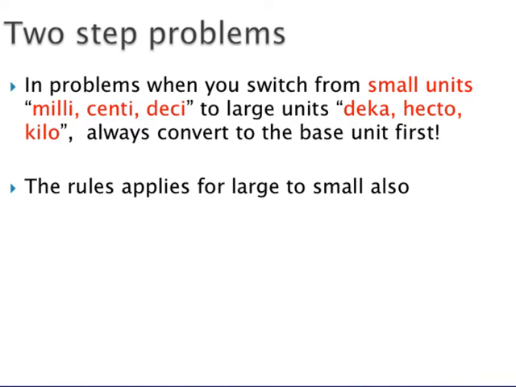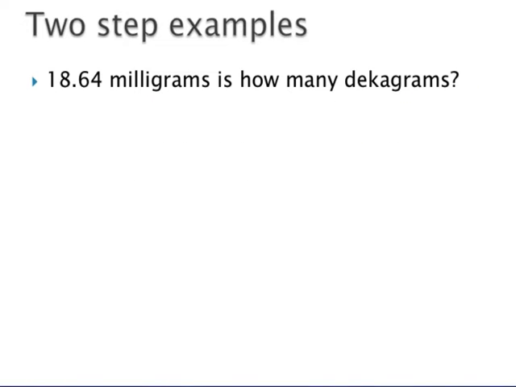Now, when these problems get to be two-step, if you're going from very small units, such as milli, centi, deci, to very large ones, such as deca, hecto, kilo, you always have to convert to the base unit first. Now, the base units are the ones that you wrote down in the table: meters, grams, Celsius. So we're going to look at an example using those two steps. We're going from 18.64 milligrams to decagrams.